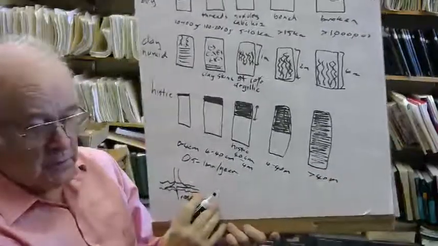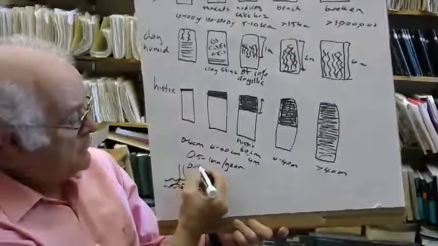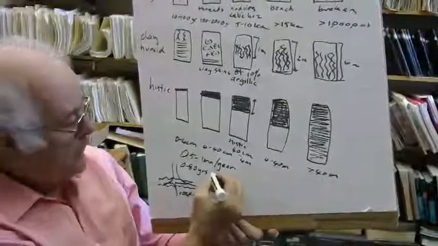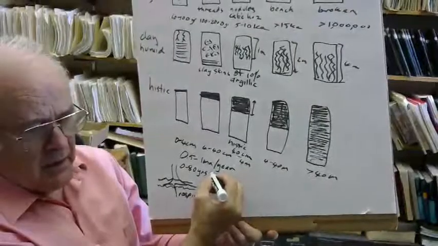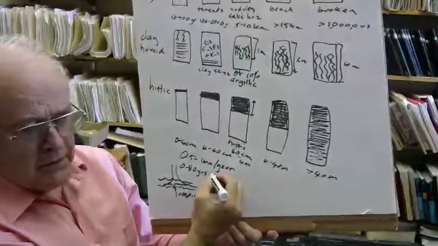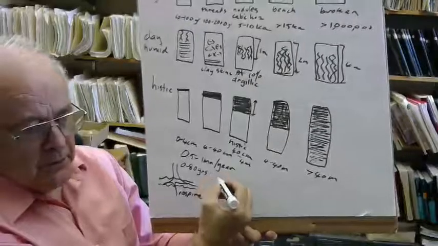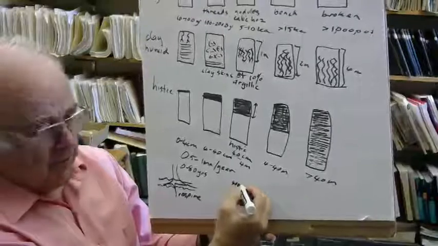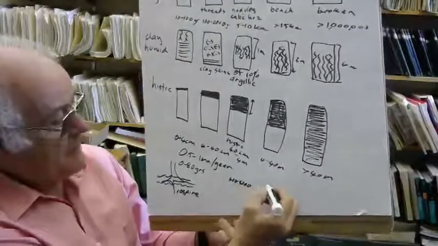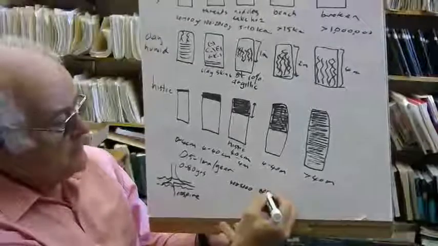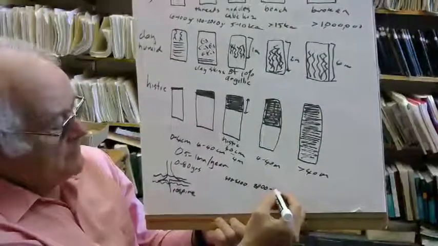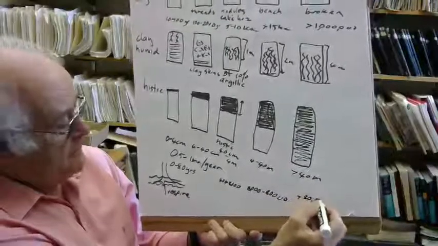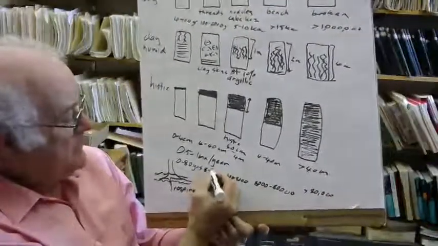What this means in terms of time is 0 to 80 years. This is 80 to 400 years. This is 400 to 8,000 years. This is 8,000 to 80,000. And this is greater than 80,000.